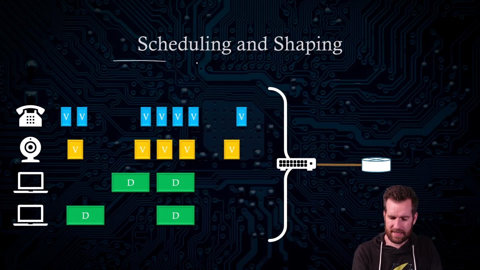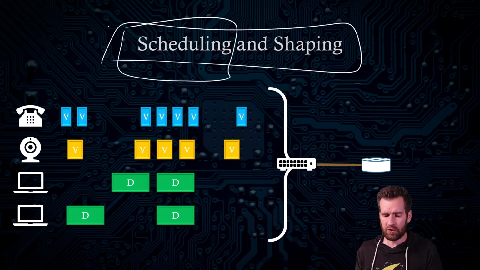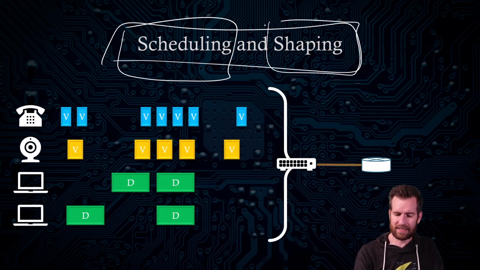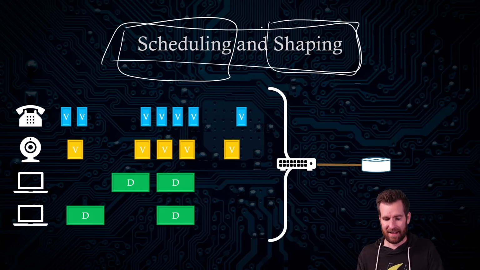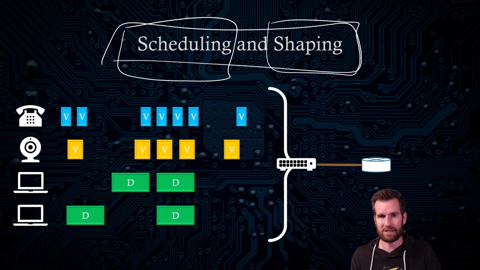Then we have scheduling and shaping. The scheduling of when it's going to actually get onto the wire, and the shaping, we're going to talk more about shaping towards the end of this module, but it's a way to help get this information across the network without packets getting dropped.